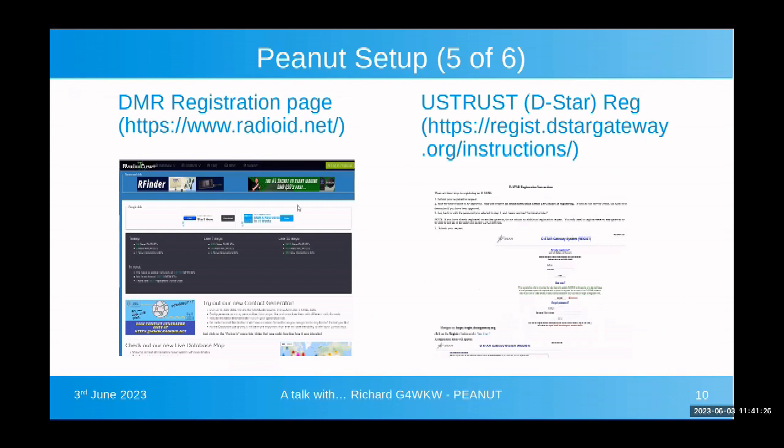So that's the registration page now for DMR ID, radioid.net. There used to be a different one for Europe and America, whatever. But anyway, it's all on one page now. And it also includes NXDN, which is something comparatively new that you have to apply for separately, but by the same people. The US Trust is this D-Star Gateway thing, and again, the page tells you what you have to do.